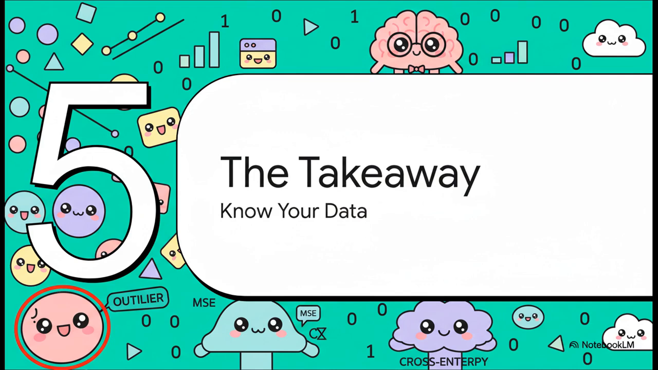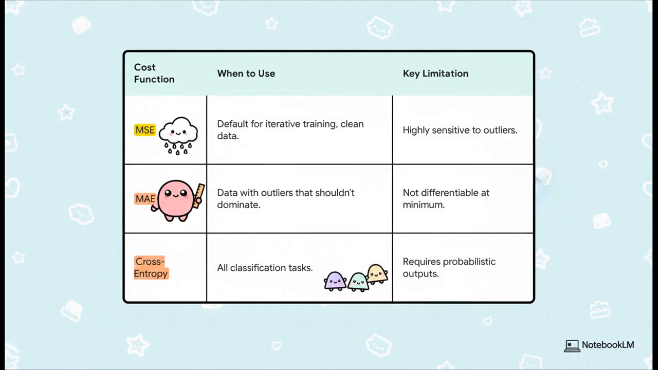Okay, let's bring this all back together now. Choosing a cost function isn't just a mathematical detail you plug in. It's about really deeply understanding your data and aligning your model's training process with the story that your data is trying to tell you. This table pretty much sums up the core trade-offs we've been talking about. You've got MSE, the smooth, reliable default for clean regression problems. Then there's MAE, the robust, outlier-resistant alternative you call in when your data gets a little messy. And finally, you have cross-entropy, the probability expert, the specialist for all your classification tasks.